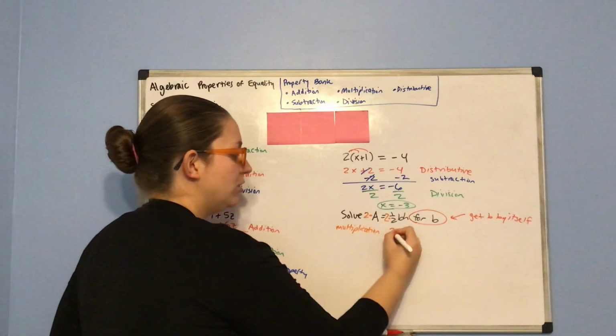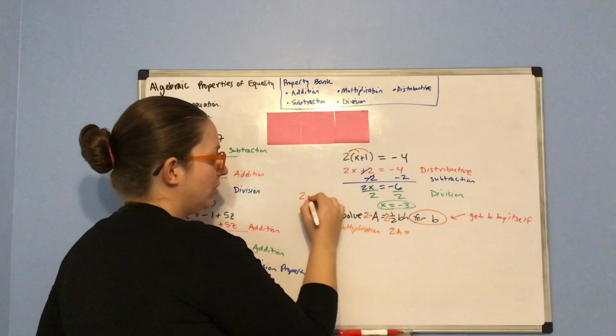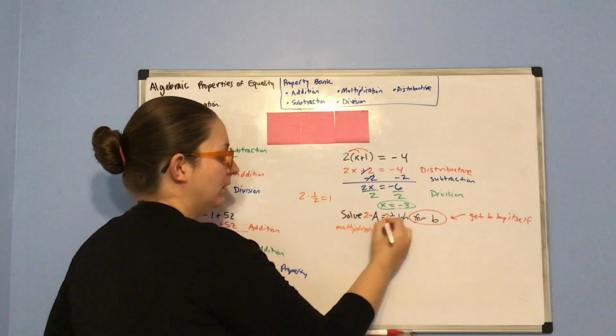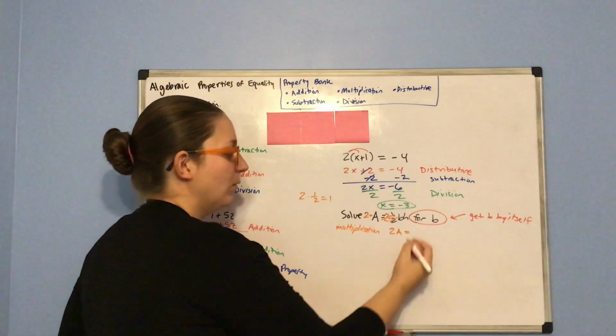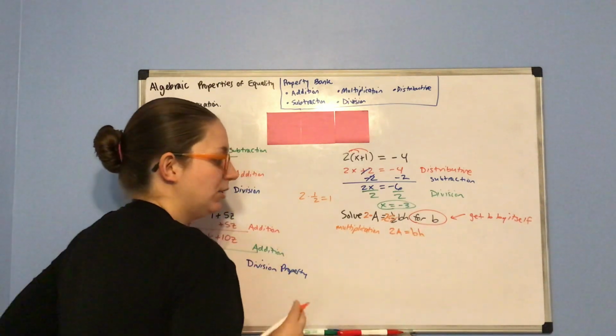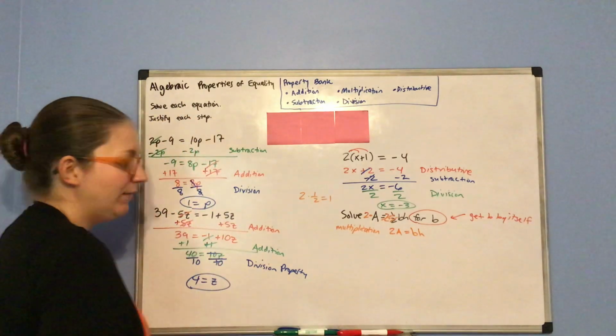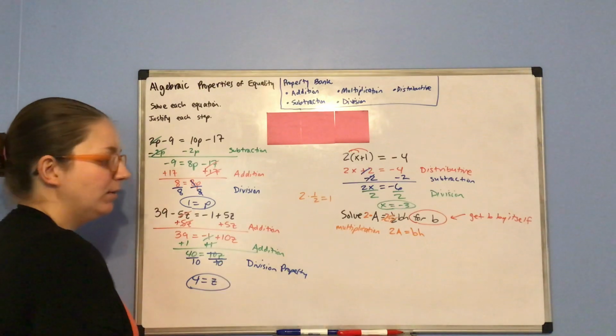2 times a is 2a. 2 times 1/2 cancels because 2 times 1/2 equals 1. So there's no longer a coefficient in front of bh that's not 1. You could write the 1 there, but we don't have to. So now this side is just bh. I am closer to having b completely by itself. What else do I need to do to make that happen?